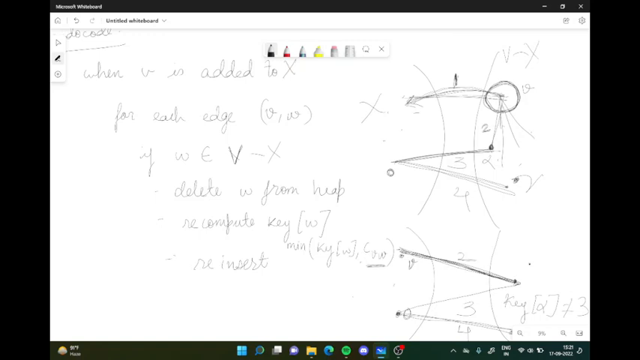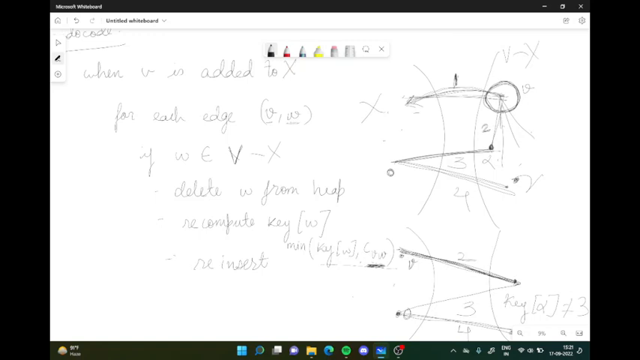Basically, it's just one minimum computation. We don't even have to do it for all the edges crossing the cut. We just have to do it for the vertices W which are incident on V, and we have to do one minimum computation, between the previous key and the new potential candidate key, and that's it.